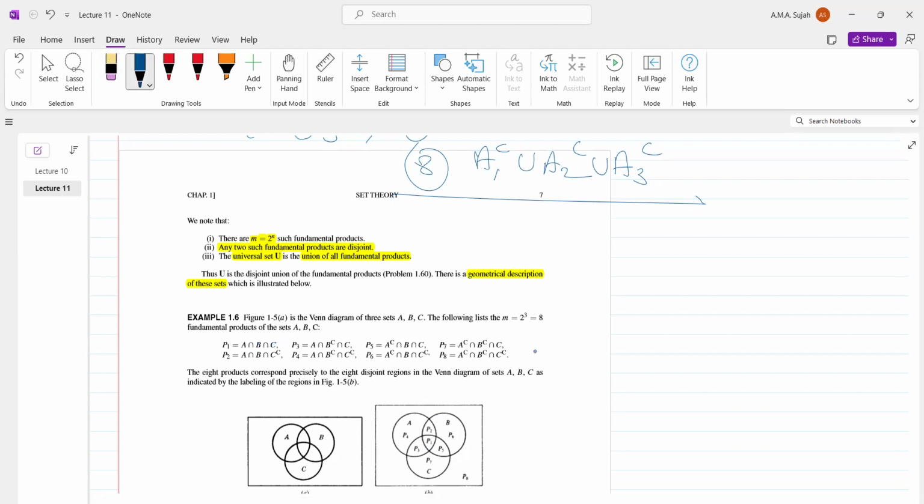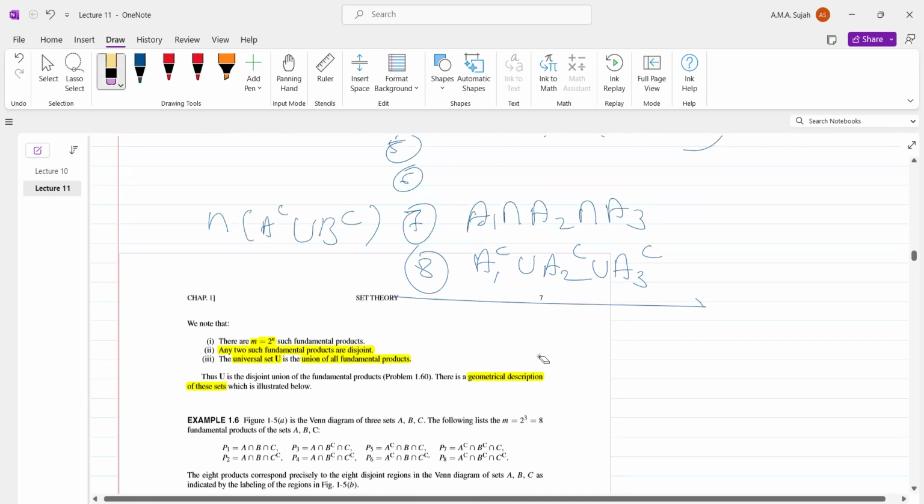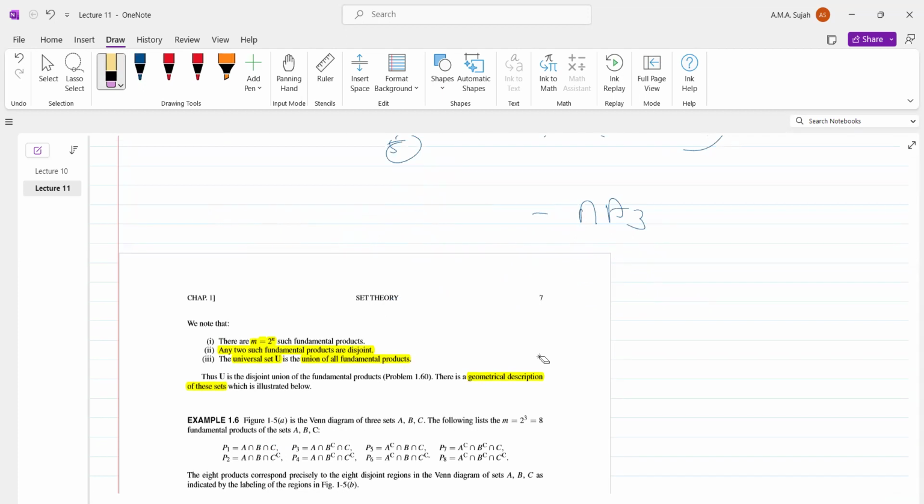So likewise, you can practice all the different elements of the set product, right? Here you need to remember three important points. Whatever the number of different sets, while you are writing a product of these sets, there are three results. The first one we already discussed: if you have n different sets, the number of different portions m is equal to 2 to the power n, the number of different fundamental products. That is the first one.